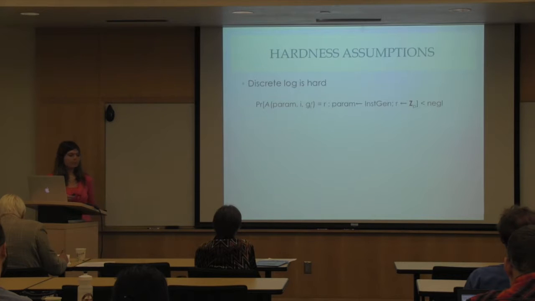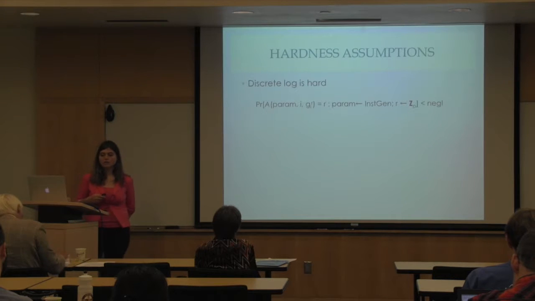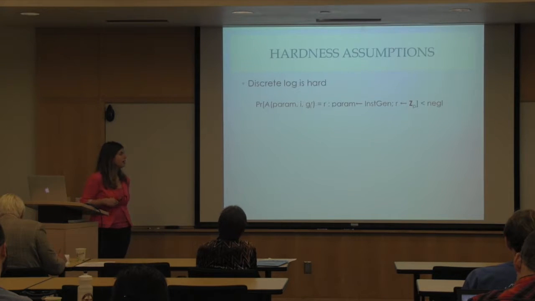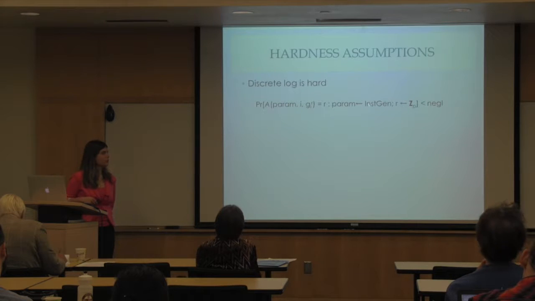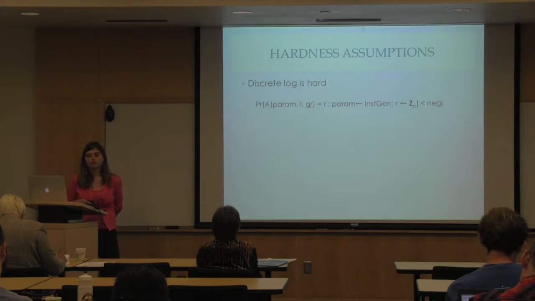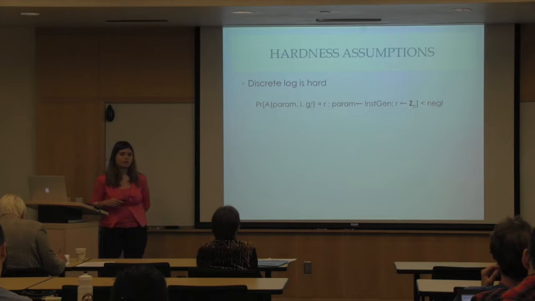And the first type of assumption we want is saying that discrete log is hard. It means that an adversary who is given an encoding of a random element in one of the groups has only negligible probability to compute what is encoded. So this is the most basic assumption that we need.